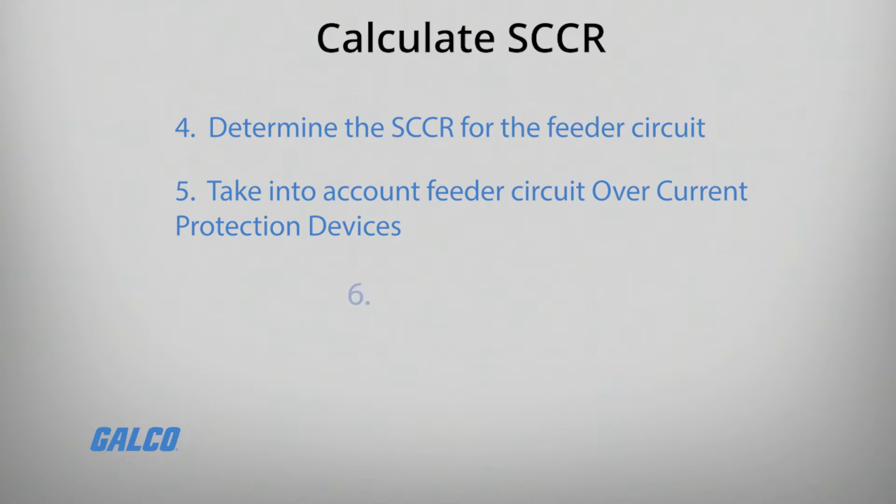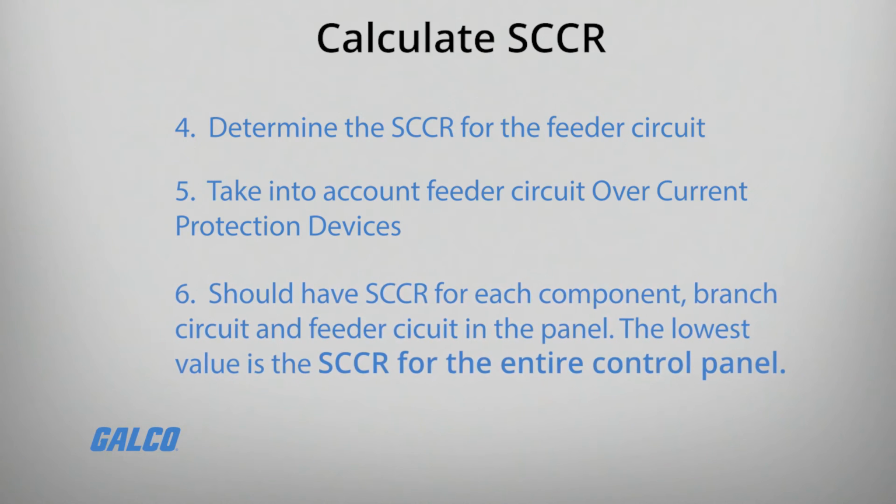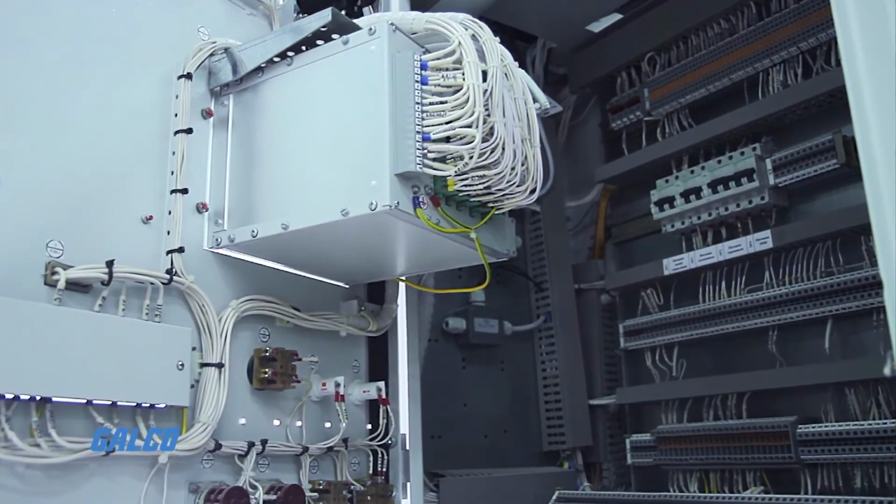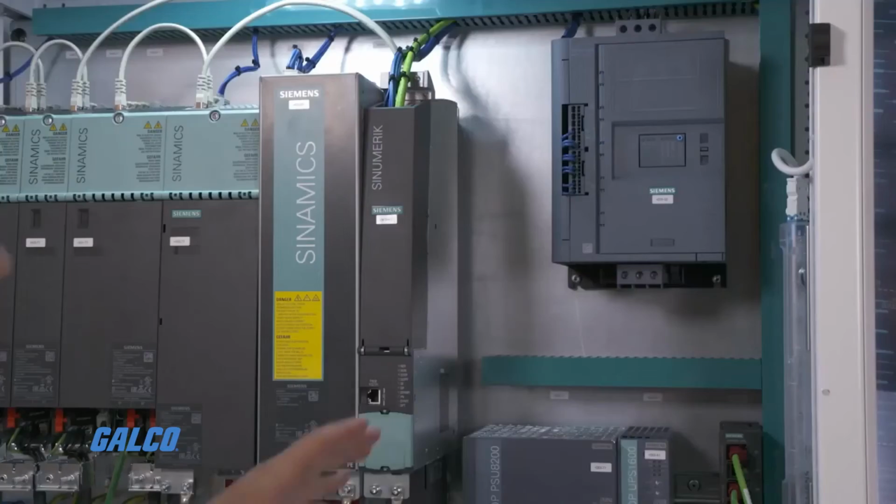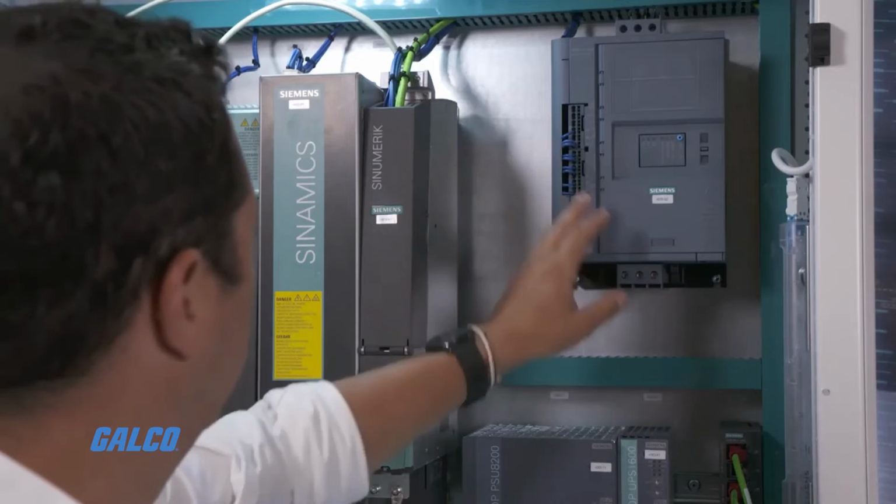At this point, you should have the SCCR for each component, branch circuit, and feeder circuit in the panel. The lowest value is the SCCR for the entire control panel.